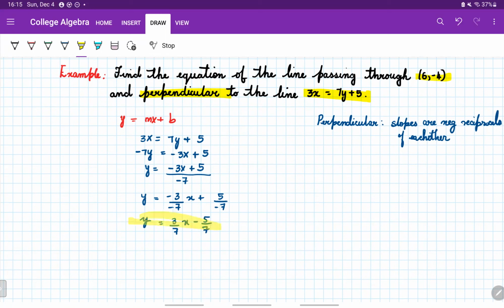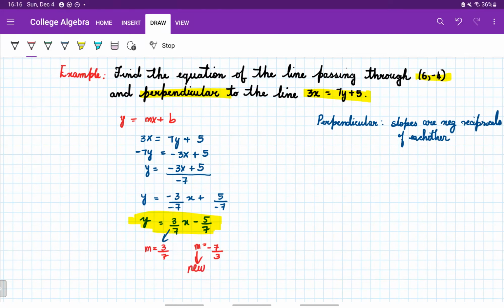So this is our equation in the slope-intercept form. So from here, we know what our m is. So m is 3/7. Now we want to find a line which is perpendicular to this line, so the slope must be the negative reciprocal. Let's first do the reciprocal. That would give us 7/3 and a negative sign. So this is going to be our new slope of the line which is perpendicular to 3x = 7y + 5.